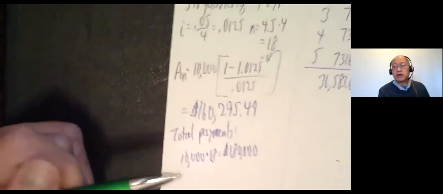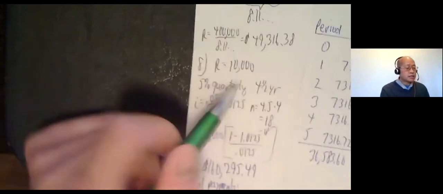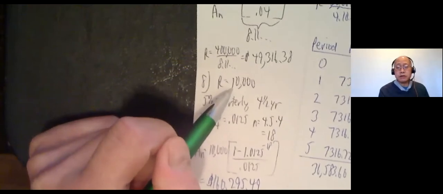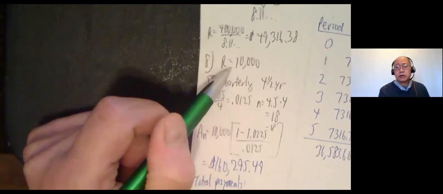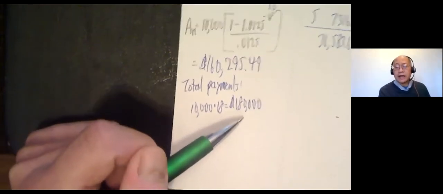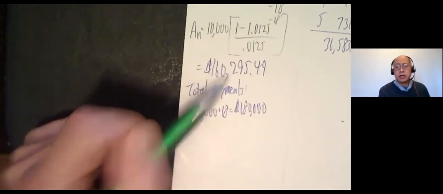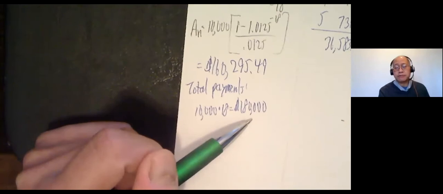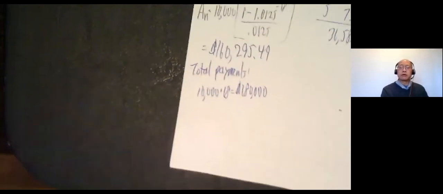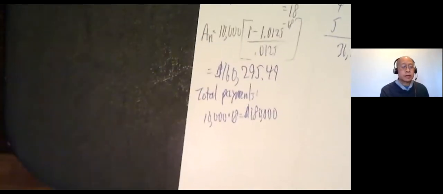Okay, and a side note: what's the total amount of the payments? They're paying $10,000 each period for 18 periods. So that's 10,000 times 18, which is $180,000. That's the way loans always work. They borrowed 160,000 plus, and you pay back $180,000. Loans are always that way, right? You end up paying more than the amount that you borrowed. So that's the way that works.